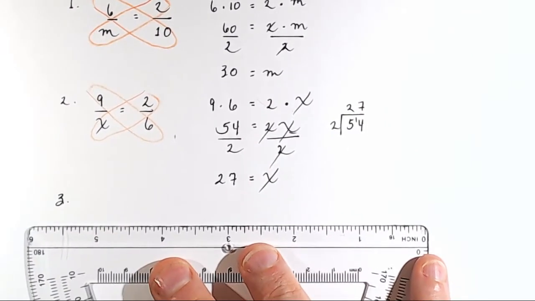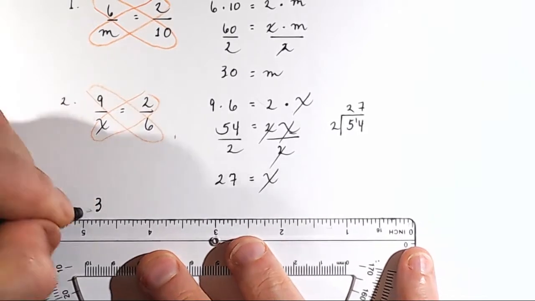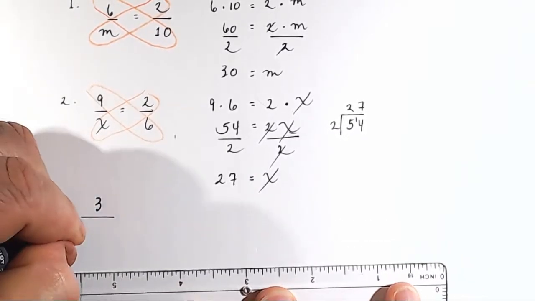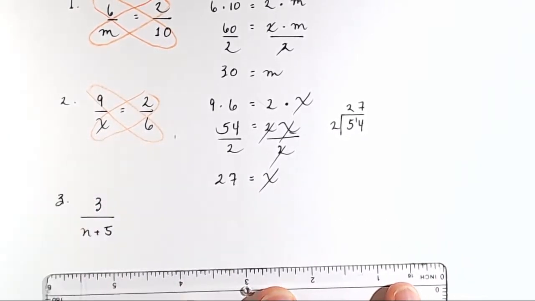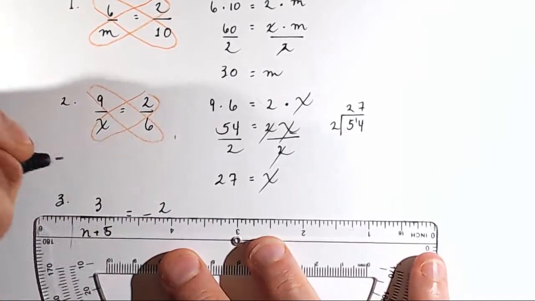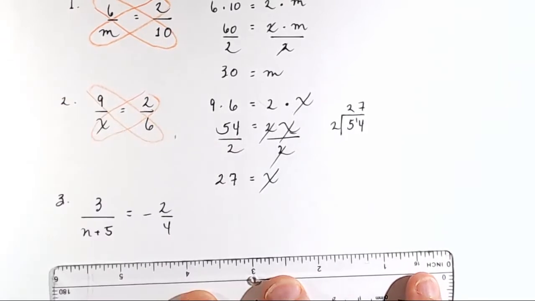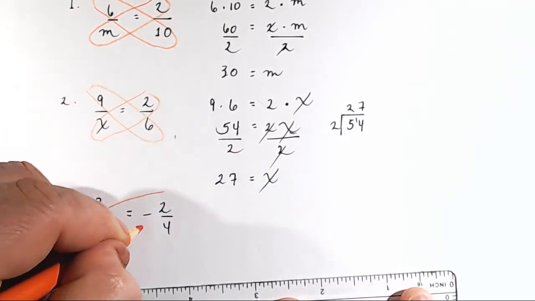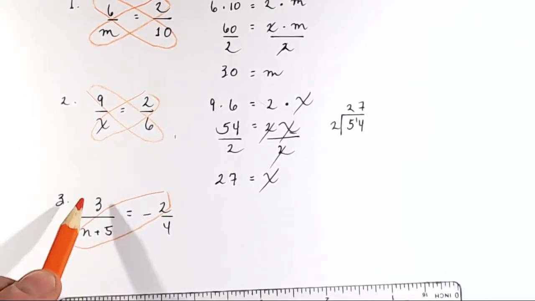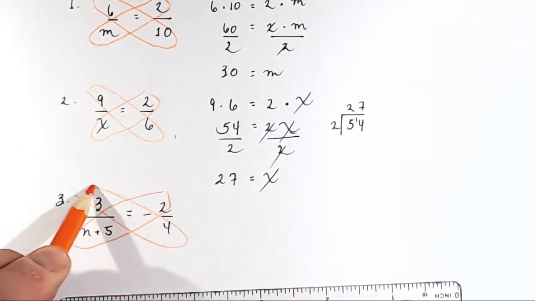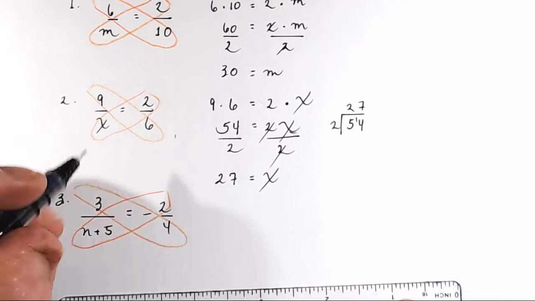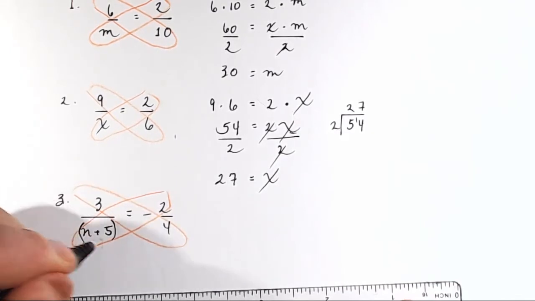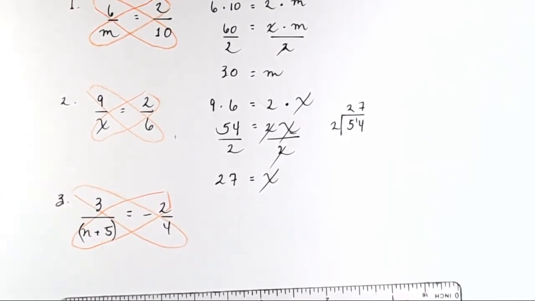Different type of problem coming up. Number 3, we have 3 over n plus 5 equals negative 2 over 4. Butterfly. We're going to capture the whole denominator there. And actually, probably should have done this. You need to put this denominator right in parentheses.